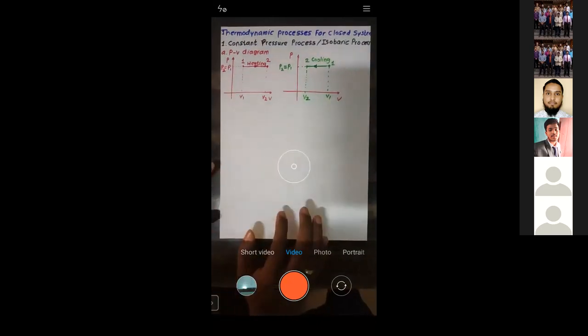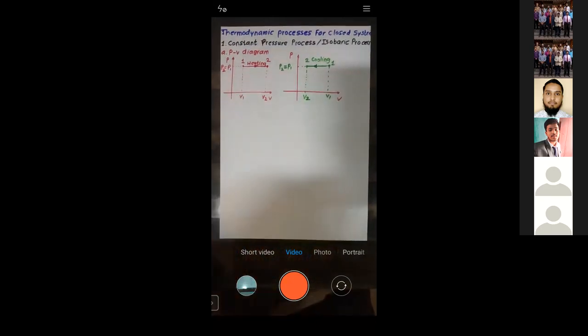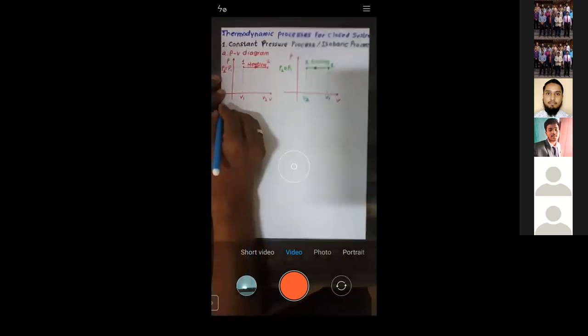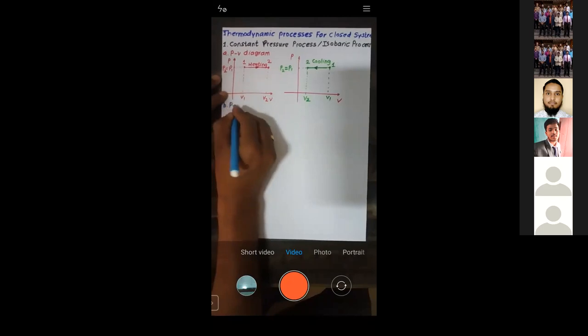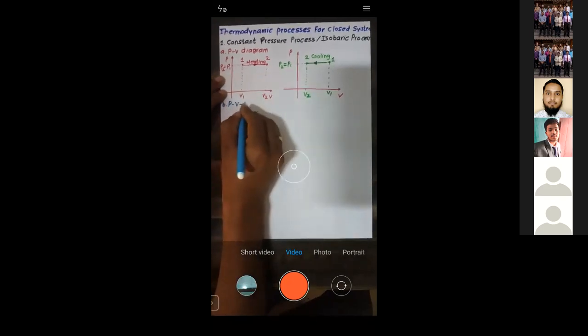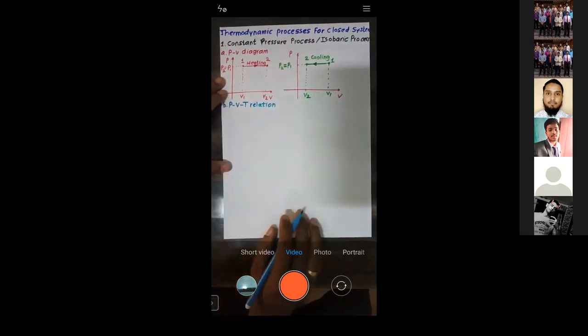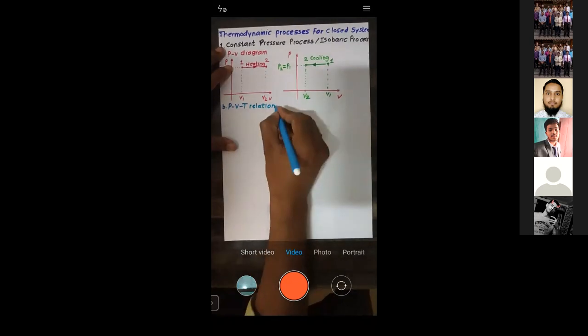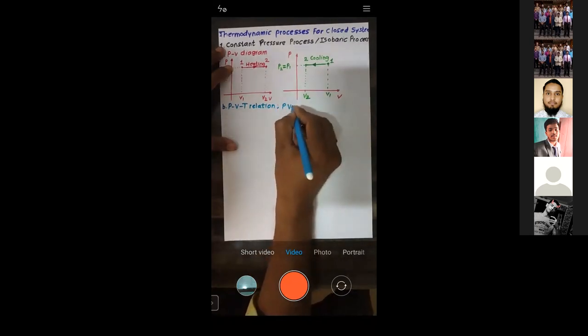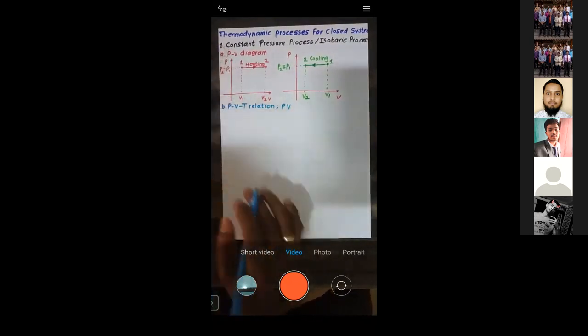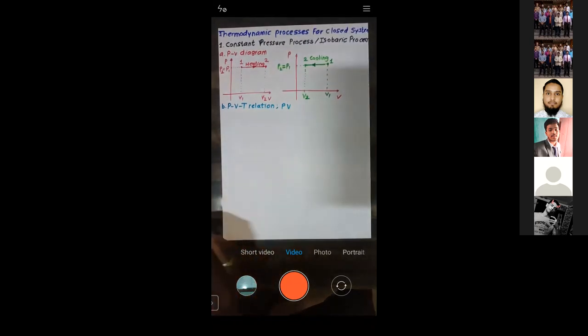This is a PV diagram. Now try to establish the PVT relation. What is the relationship between pressure, volume, and temperature for the constant pressure process? Let us work it out. You all know that PV is equal to MRT. Just now we have written this equation, PV is equal to MRT.